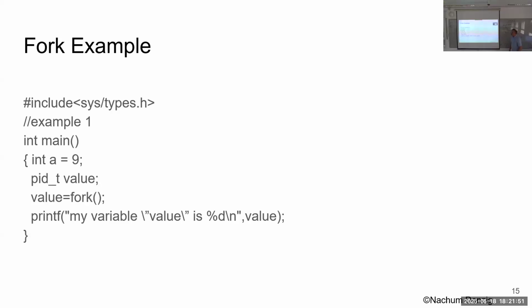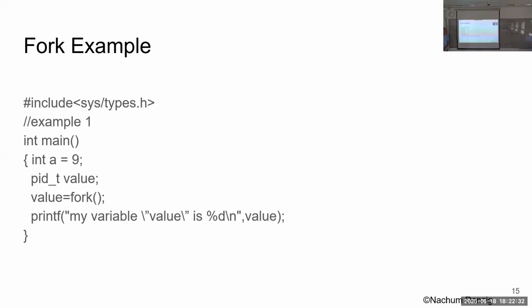So in this case, I have a very simple program, about as simple as you could be. I say like this, int a equals 9. Then I have an integer called value, and then I say value equals fork. Now, at the minute I call that line, I have two processes running. They are both going to run the line printf. One of them will print my variable value is some number. And the other will print my variable value is some other number. What are the two numbers they'll print?